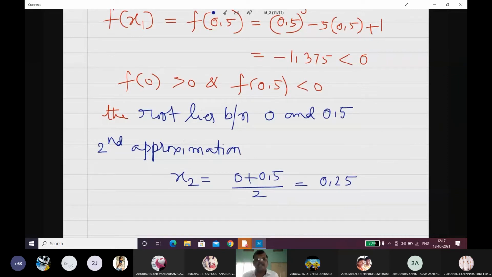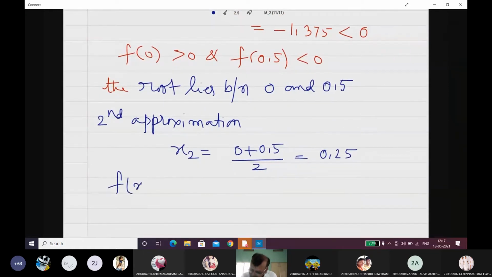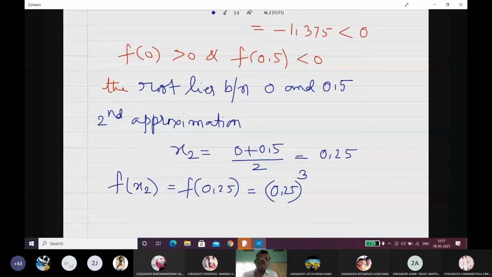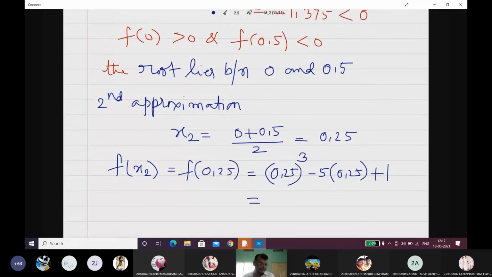ఇమ్మీడియట్ గా మనం ఏం కనుక్కోవాలి? మళ్ళా f of x2 కనుక్కోవాలి. f of x2 is equal to f of 0.25, ఫంక్షన్ లో రాయాలి. ఫంక్షన్ ఏంటి? x cubed minus 5x plus 1. 0.25 whole cubed minus 5 into 0.25 plus 1. వాల్యూ చెప్పండి.